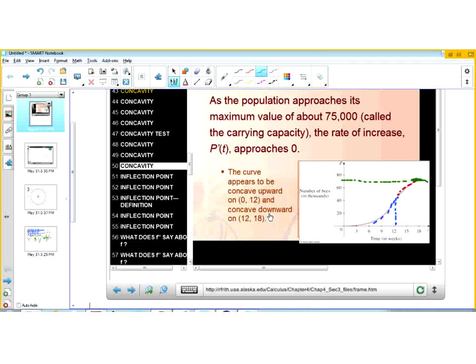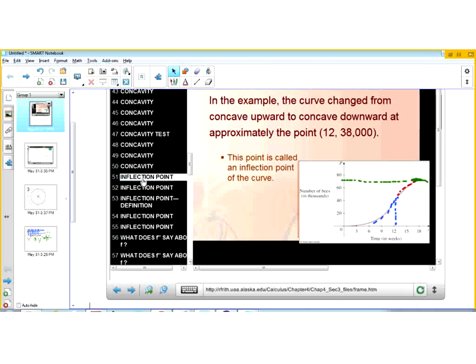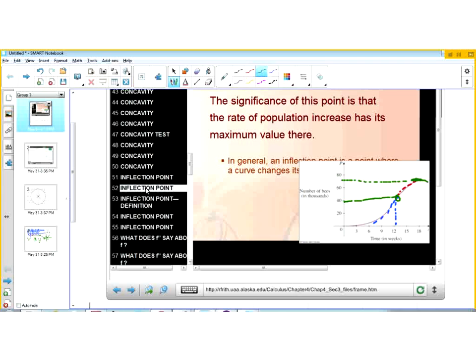And so the curve appears to be concave upward on 0 to 12 and concave downward on 12 to 18. Hopefully we see that. So we changed concavity roughly at t equals 12 and population equals 38,000. And of course, the point at which you change concavity is called the inflection point. So here is your approximate location of your inflection point right there.